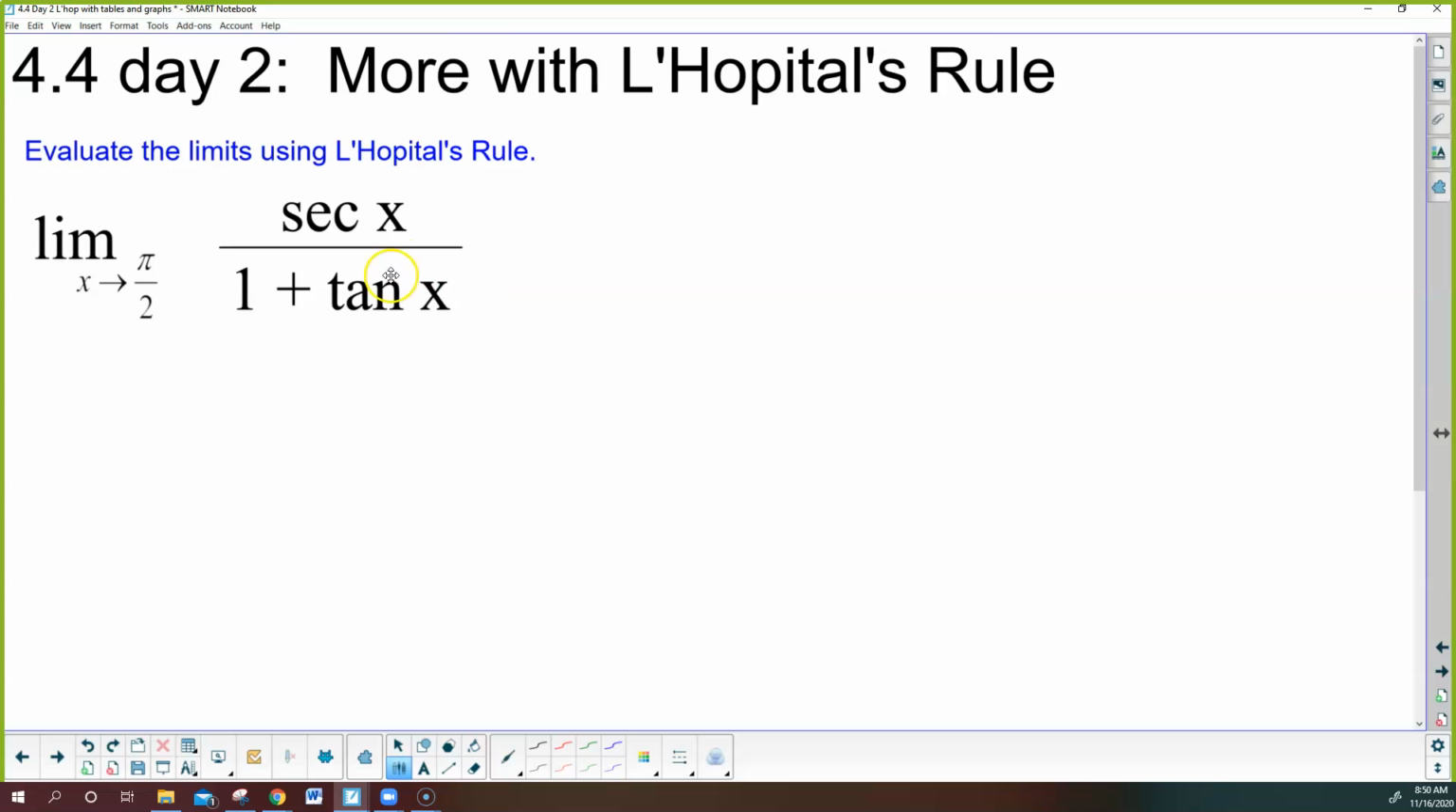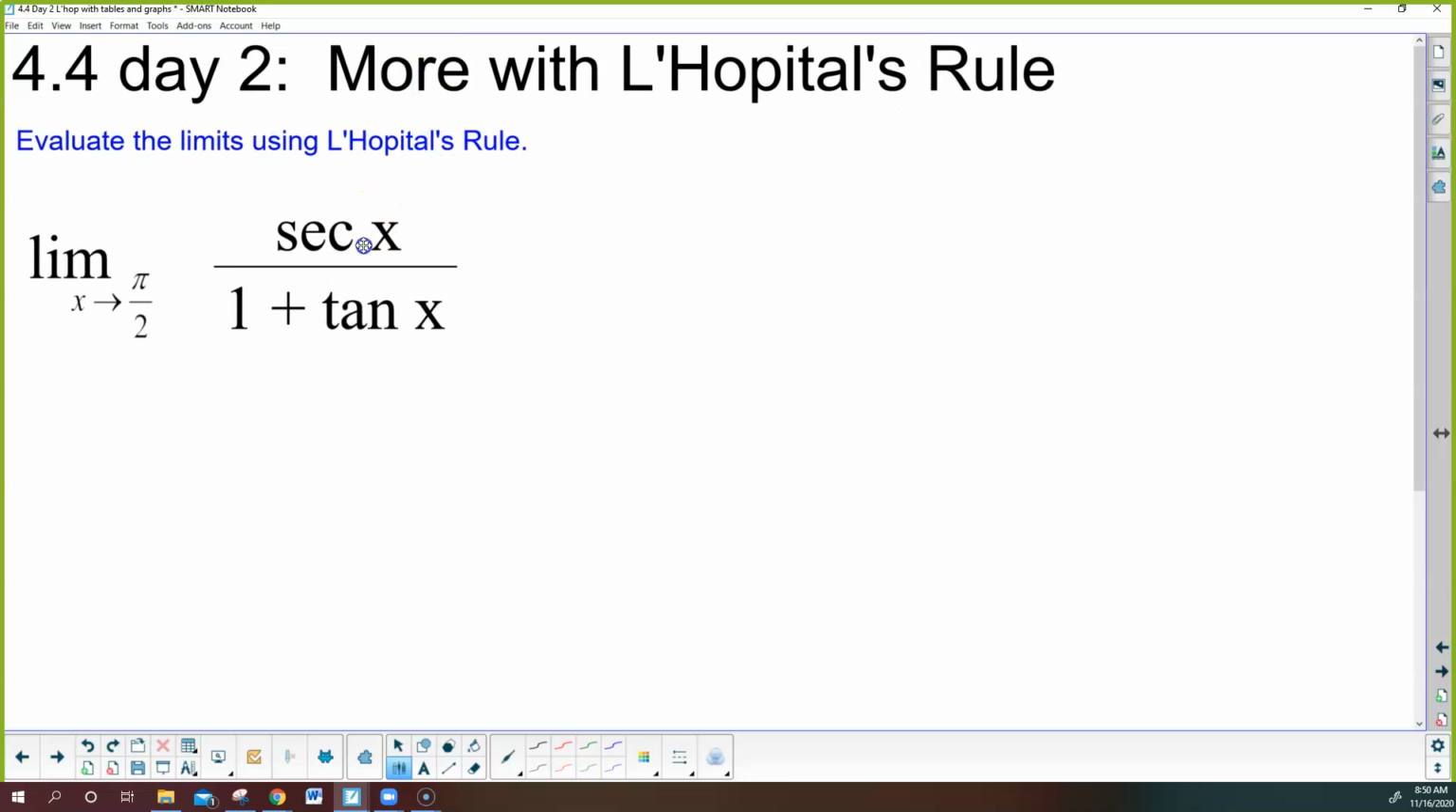All right, so let's switch to what we're really doing today, and it's more with L'Hopital's rule. So I am going to have you write this one down. And I picked one that I know students would struggle with, not because of the calculus side, but because of the pre-calculus side. And by the way, I am recording this.